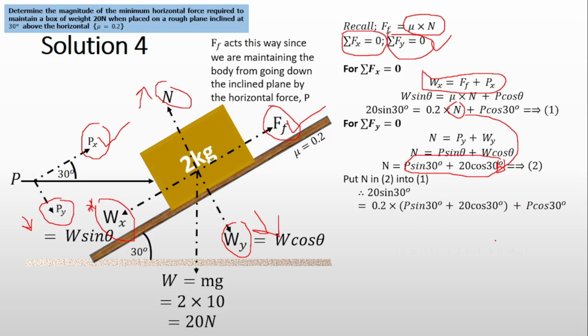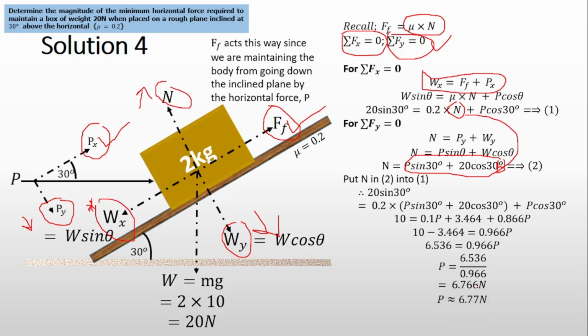So now solving this, we have 10 equals 0.1 P plus 3.464 plus 0.866 P. So we are solving for P. Collecting like terms, we have that P will be equal to 6.536 divided by 0.966, and that's going to give us 6.766 Newton, which is approximately 6.77 Newton, and that gives the minimum horizontal force required to maintain the box from sliding down the inclined plane.